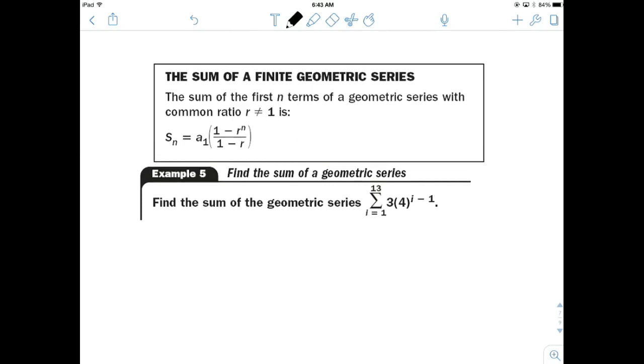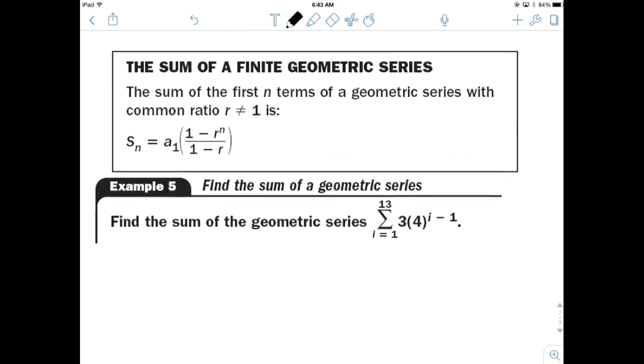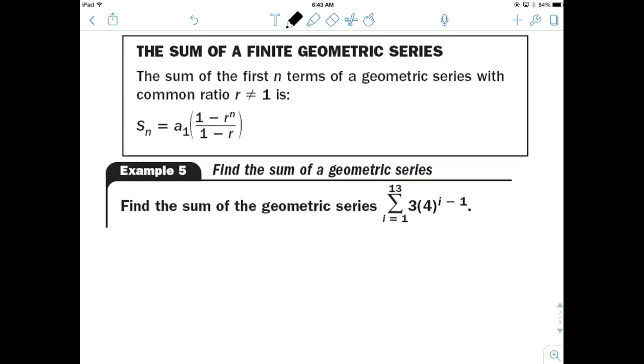We're now going to look at how we sum these series. And this is, again, for a finite geometric series. You'll recognize down here summation notation. We are summing from the first term up to the 13th term. And here is our rule. 3 times 4 to the I minus 1. So how do we find the sum of this?